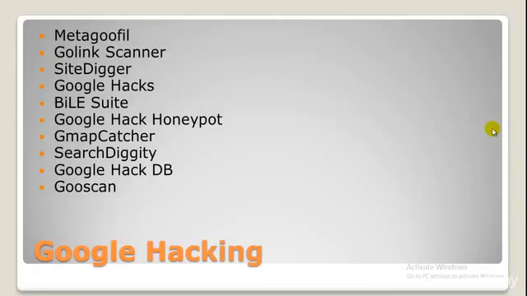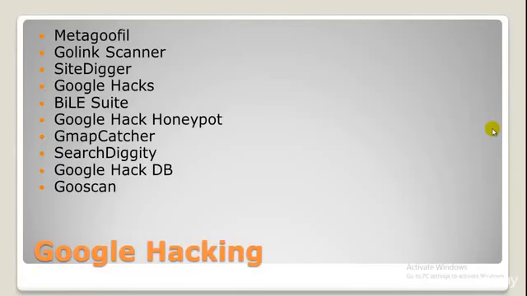We have BiLE Suite, which stands for bidirectional link extractor, and it then applies a simple statistical weighing algorithm to reduce the websites to those that have the strongest relationship with the target site. Then we have Google Hack Honeypot, which is the reaction to a new type of malicious web traffic, actually, and it is a search engine for hackers. You can check it at ghh.sourceforge.net. GHH implements the honeypot theory to provide additional info security to your web presence. We have Gmap Catcher, Search Diggity, Google Hacking Database, as I showed you, and finally GooScan.